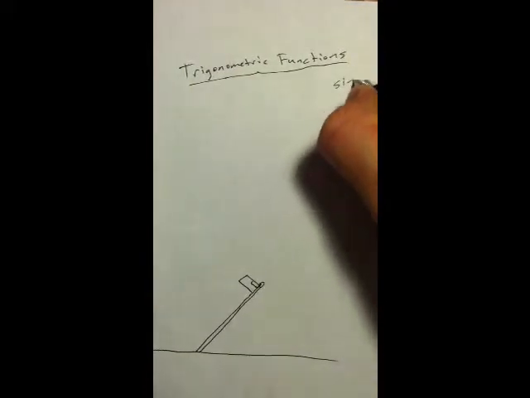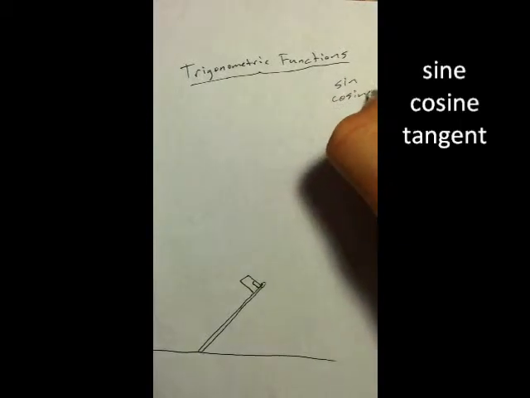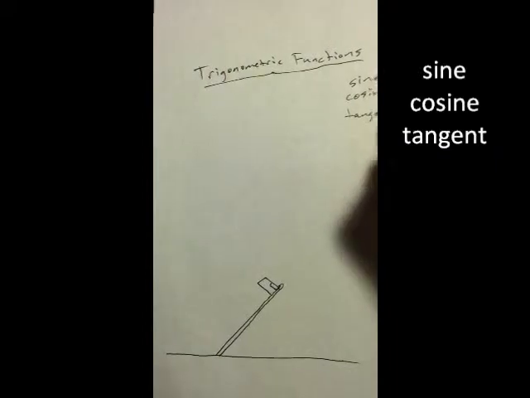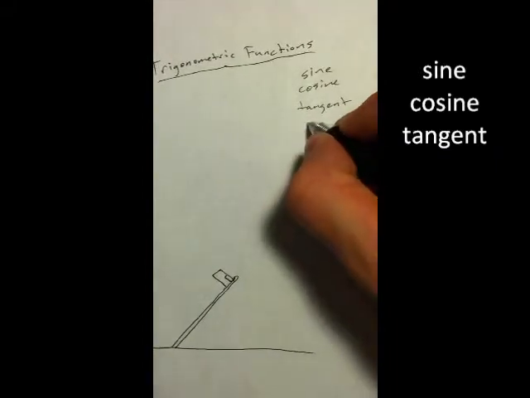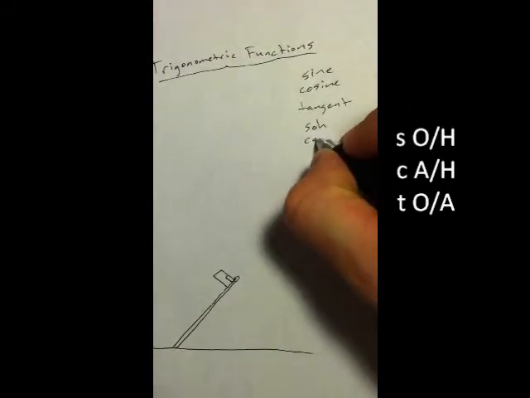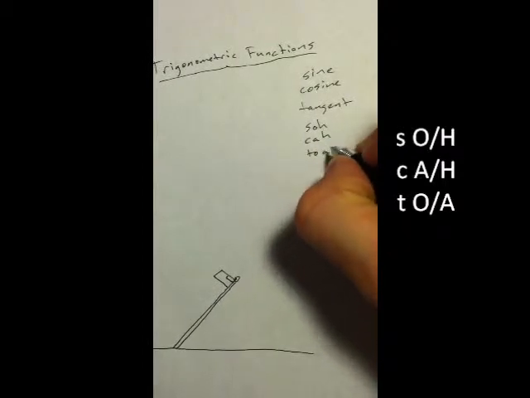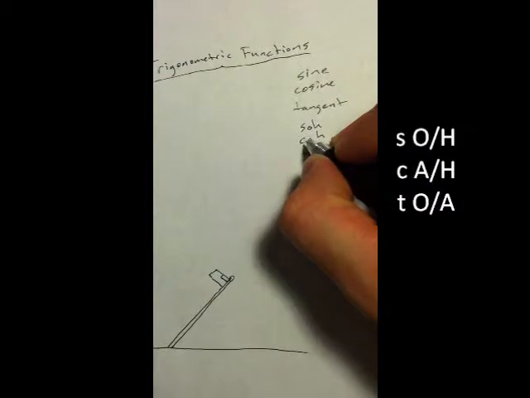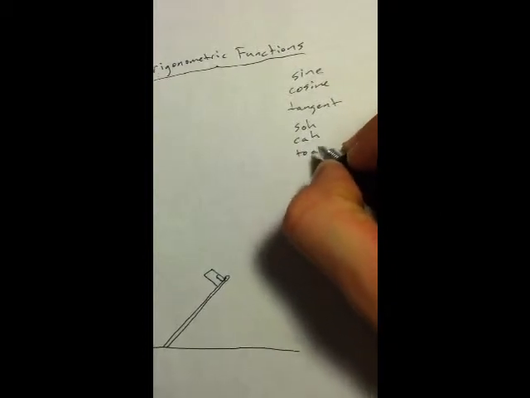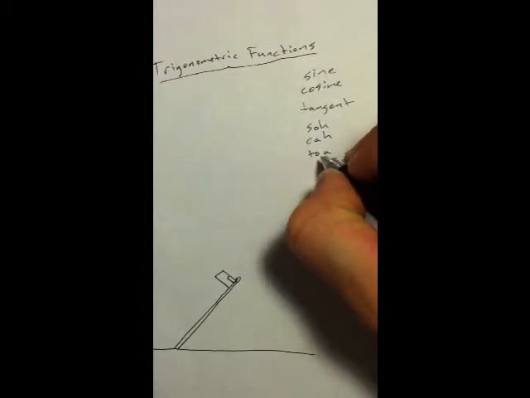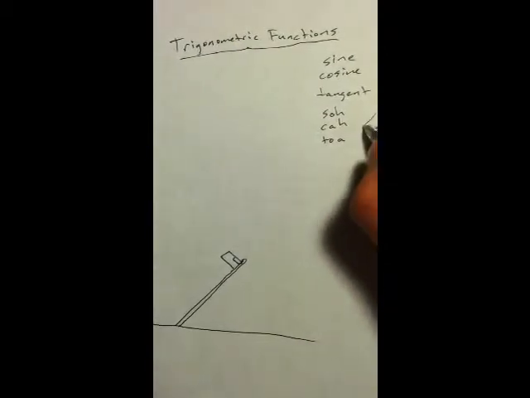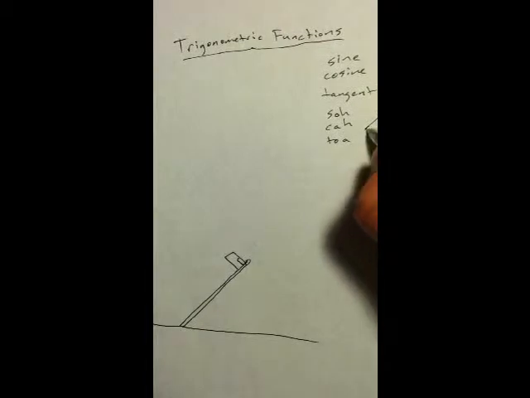We've got sine, cosine, and tangent. And the way that we learn to remember those is SOHCAHTOA, with sine meaning opposite over hypotenuse, cosine adjacent over hypotenuse, and tangent meaning opposite over adjacent. And these, remember, are for right triangles.